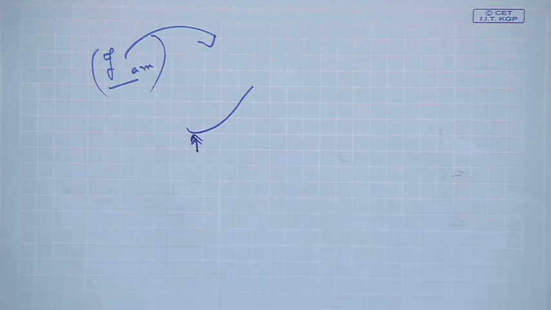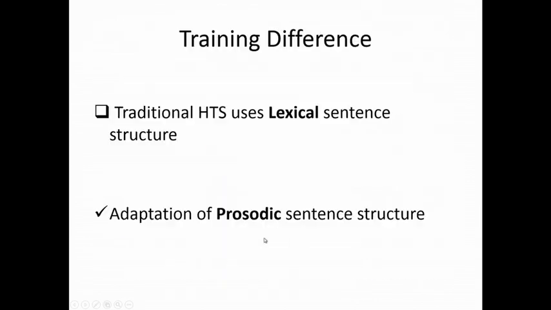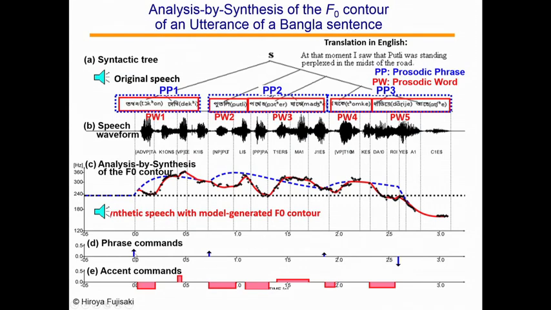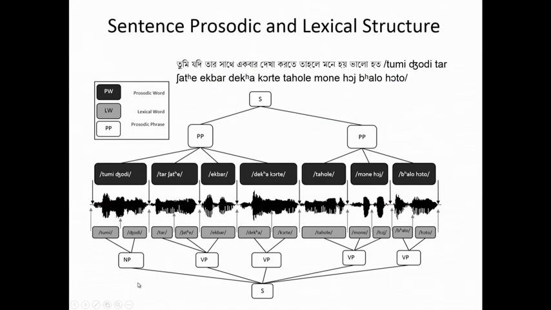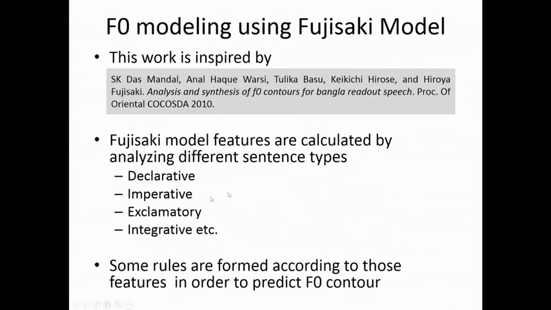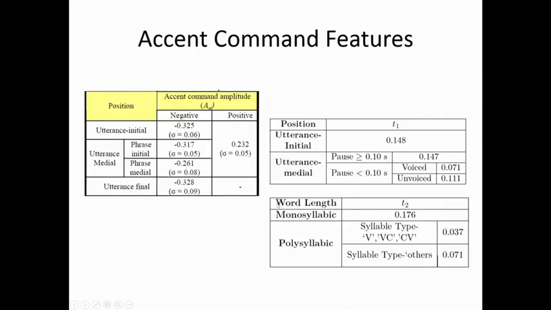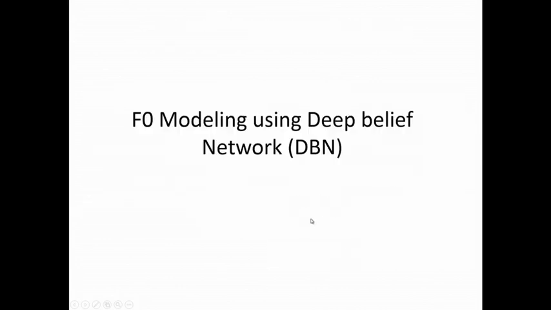Then the phrase command magnitude, and the accent command lead and lag time. If you see here, there is a phrase command, with a timing for the occurrence of the phrase command. And if you see the accent command, there is a command beginning and a command end. So we generated some rules for that, based on some published papers, and using those rules with the Fujisaki model we generate the F0 contour. Then we synthesize the speech. I will show you the result later on.